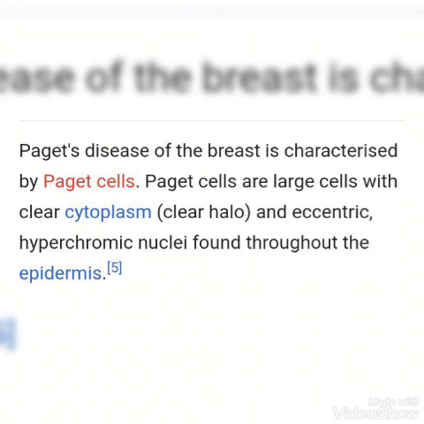Now what is the pathology, the pathophysiology behind this? This Paget's disease of the breast is characterized by formation of Paget cells. So these are a special type of cells. These Paget cells are large cells with clear cytoplasm, that is the clear halo, and eccentric hyperchromic nuclei found throughout the epidermis. So the epidermis gets disturbed.